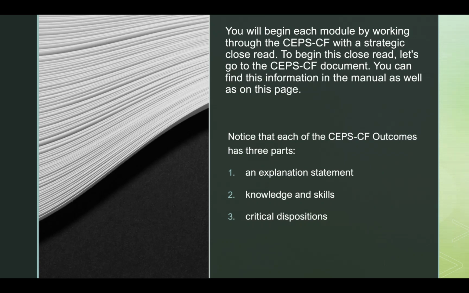You will also notice that each of the outcomes are set up in a similar way. They all have 3 parts. The explanation statement is the broad statement. The knowledge and skills breaks the explanation statement down into sections. And then the third part is the critical dispositions, which are your behaviors and attitudes that are related to the explanation statement and knowledge and skills.